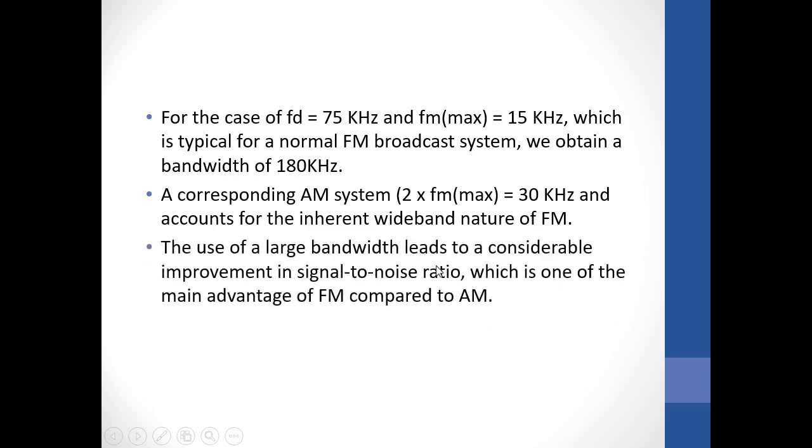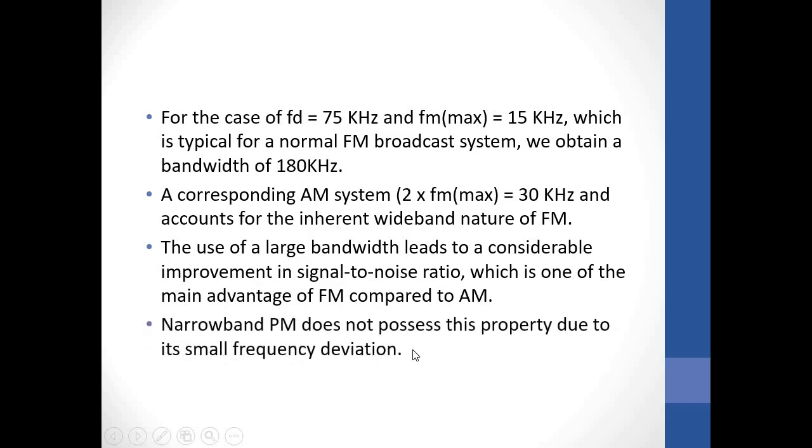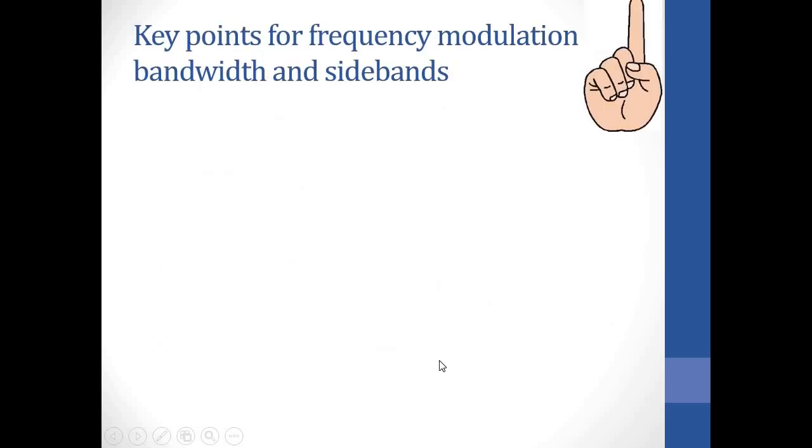The use of larger bandwidth leads to improved signal-to-noise ratio, which is an advantage. Yes, the bandwidth is large, but it improves our signal-to-noise ratio, which means that we can get a higher quality FM signal compared to the AM signal. Narrowband does not have this property of an improved signal-to-noise ratio; it is only for wideband FM.